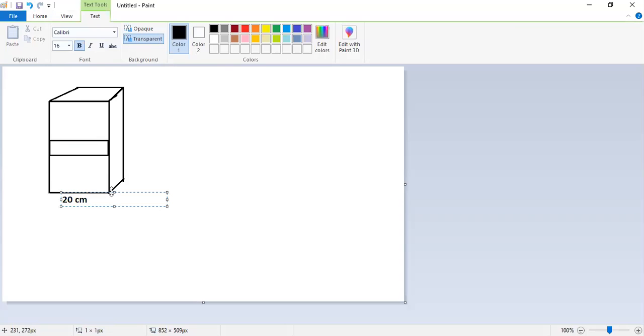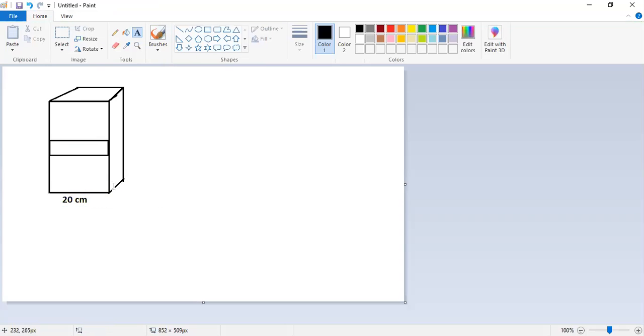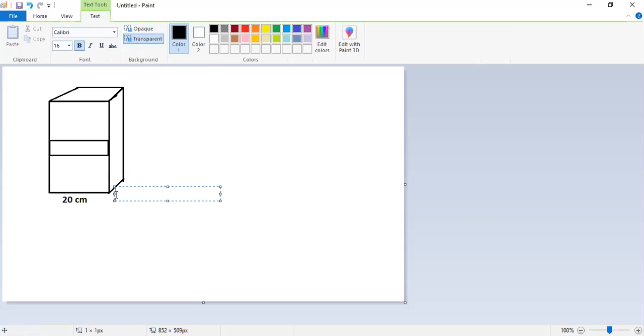Then they said the width is 5. So the width, that's this part, is going to be 5 centimeter. And the height, that's this one, is going to be 30 centimeter high. So if this is 30 centimeter, this is the height. This is also going to be 30 centimeter. Okay, so this is going to be your cereal box.